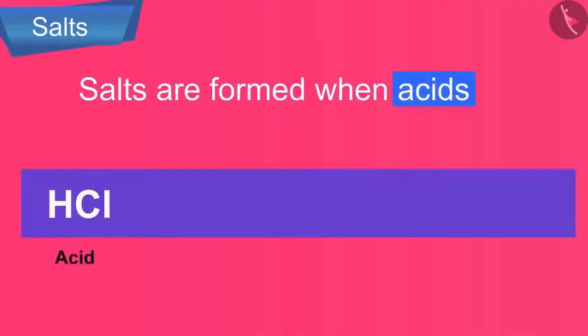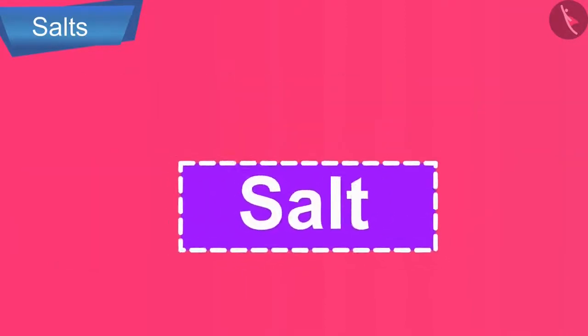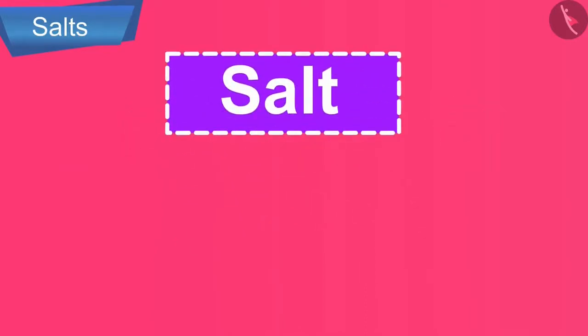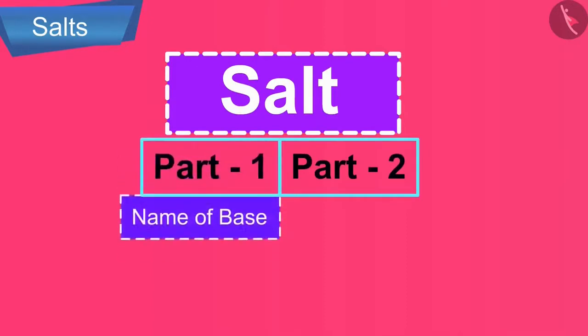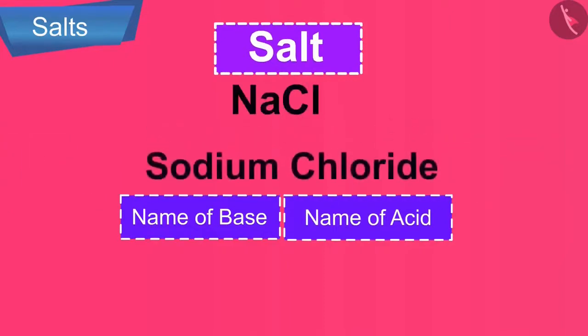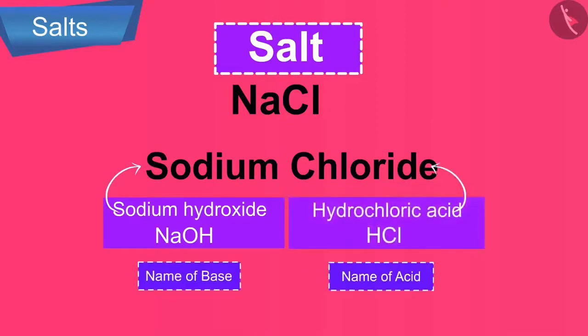Salts are formed when acids react with bases. In a way, we can say that a salt has two parents, an acid and a base. So, the name of a salt consists of two parts. The first part of the name of the salt is derived from the name of the base, and the second part comes from the name of the acid. For example, in the salt sodium chloride, sodium comes from sodium hydroxide, which is a base, and chloride comes from hydrochloric acid, which is an acid.